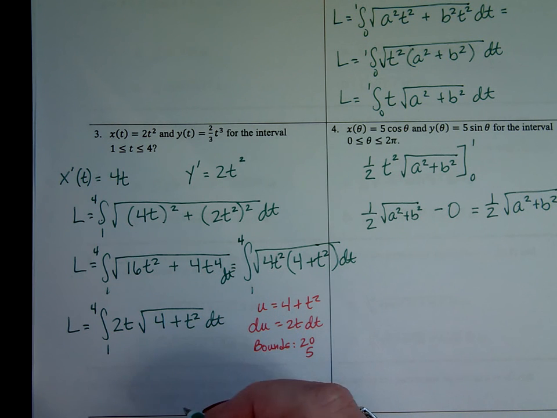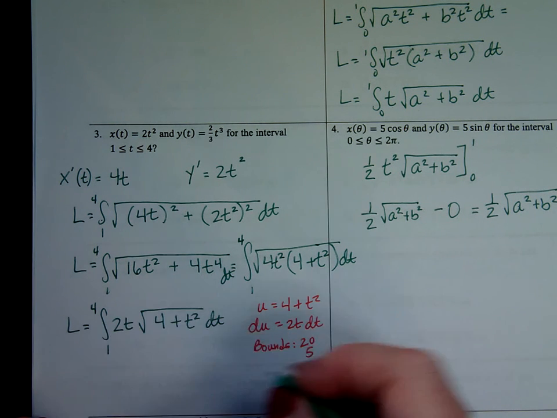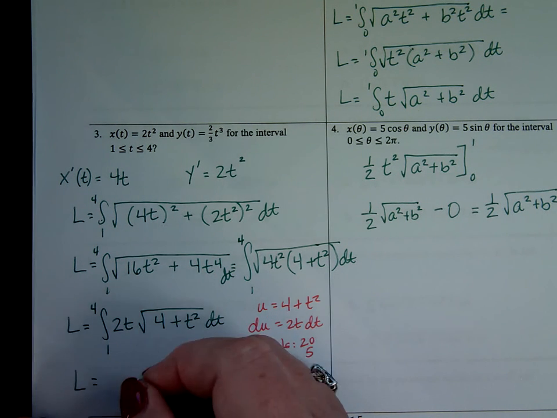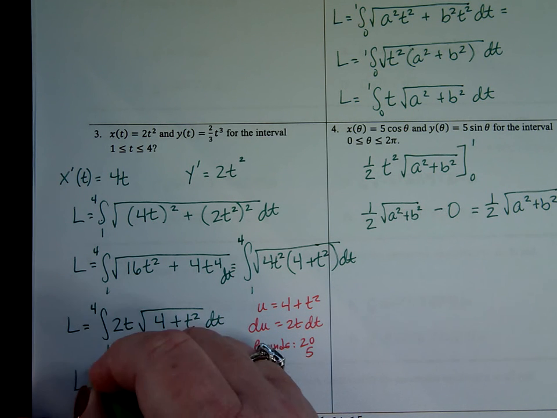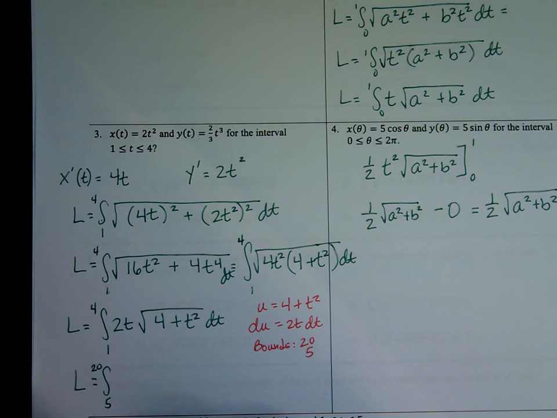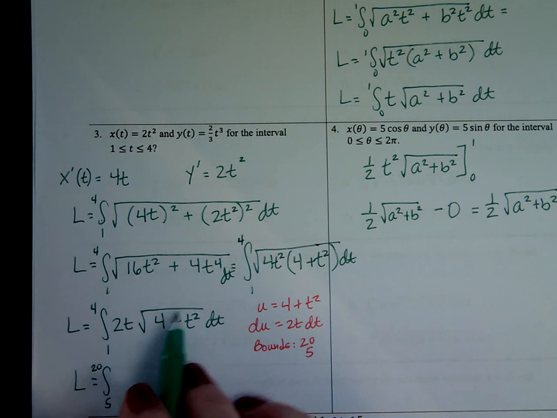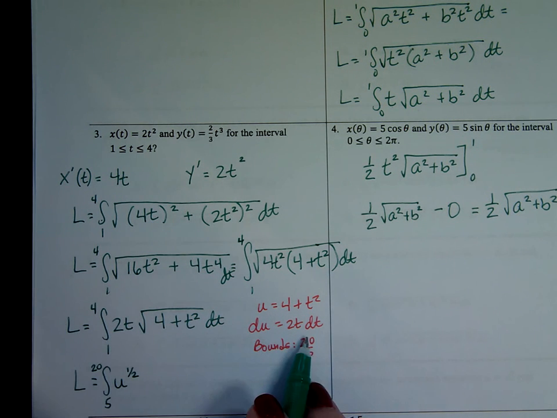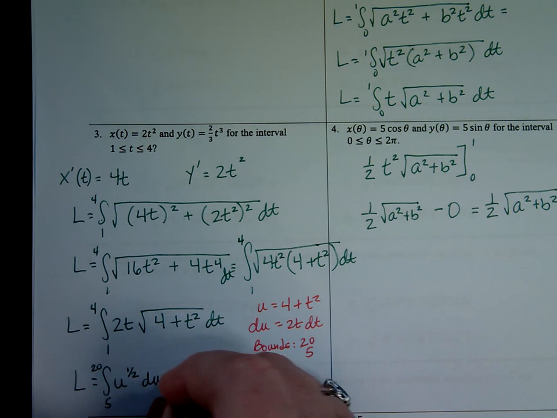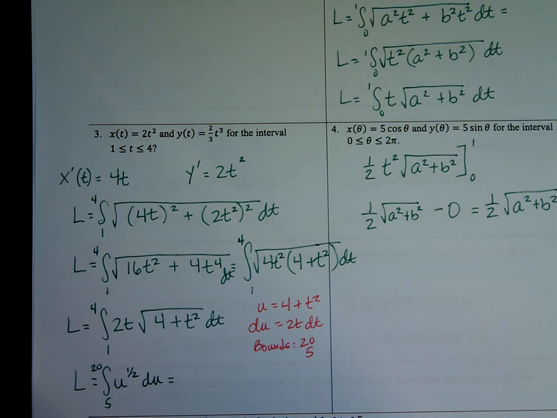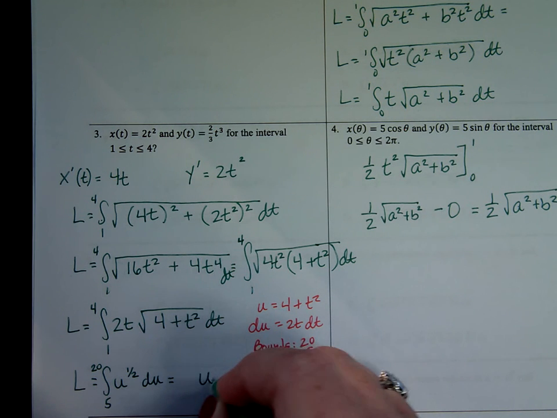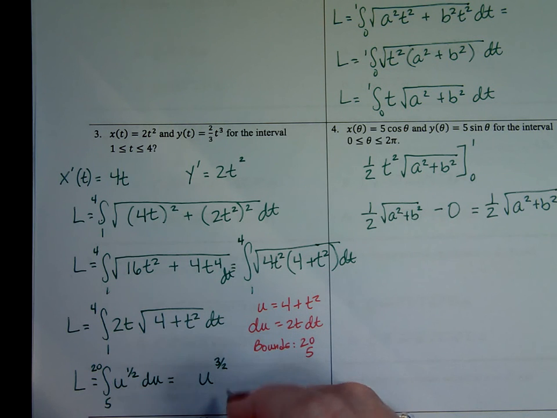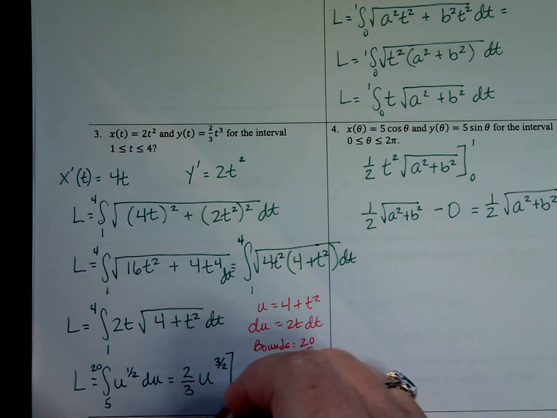All right, so I haven't integrated yet. I'm still trying to get there. My bounds are now 5 to 20. I have a u that's being square rooted, so u to the 1/2. du is 2t dt, so that's good. So this is now my du. And now I can do my integral. If I have a u to the 1/2, it's u to 1 more power, u to the 3/2 divided by 3/2, which means times a 2/3, and that's going between 5 and 20.